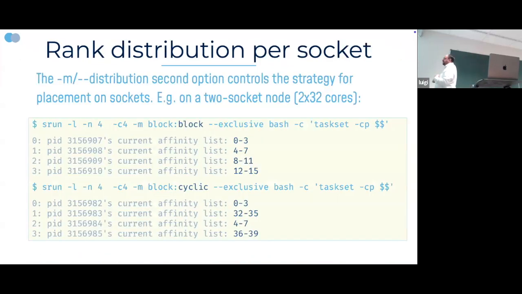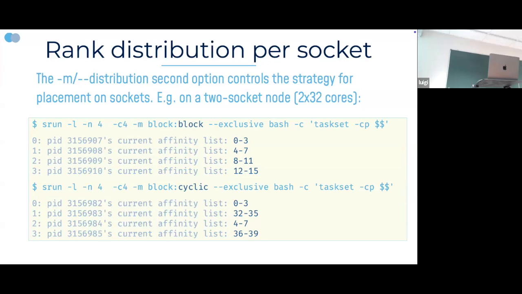And this is something you can grasp using the second part of the option here. So you see again, the -m option block, as I just said, refers to how the processes, or the tasks, are organized among the nodes of the allocation. And cyclic is about how the tasks are organized on the sockets on the node, so on the physical CPUs. And here again, you see there's a difference between block and cyclic that you can use.